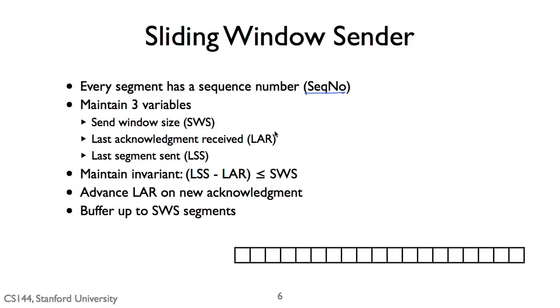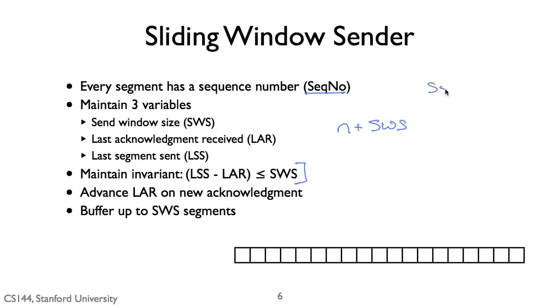So the sender maintains 3 variables: the size of its sending window, the last acknowledgement it received from the receiver, and the last segment it sent. And the sender's job is to maintain this invariant, that the last segment sent minus the last acknowledgement received has to be less than or equal to the send window size. So this means that if it has received packet n, a packet with a sequence number of n, the sender cannot send a packet past n plus SWS.